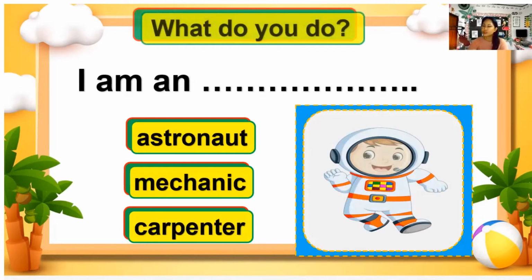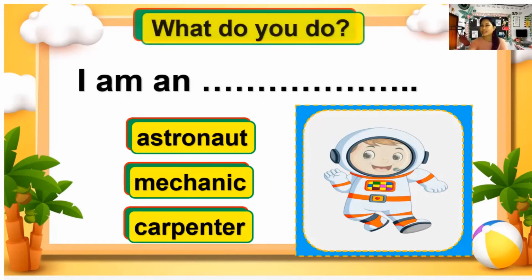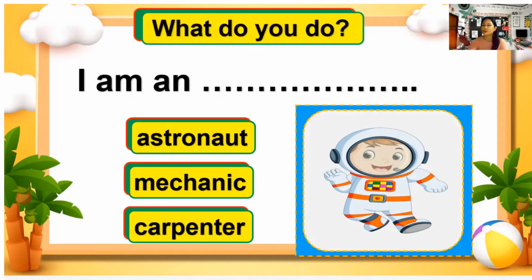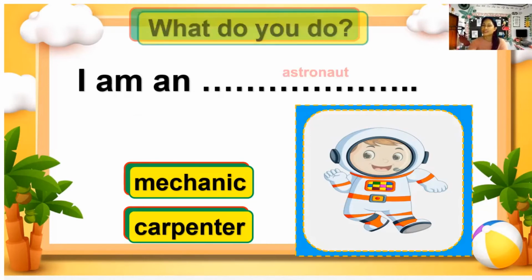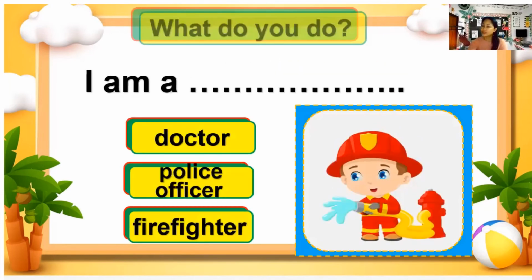What do you do? I am an... Okay, so you have the idea now because we have the article an. What I've said earlier, use the article an with the word starting with A, E, I, O, U. Okay, so what's your answer? That's correct. I am an astronaut. Okay. What do you do?